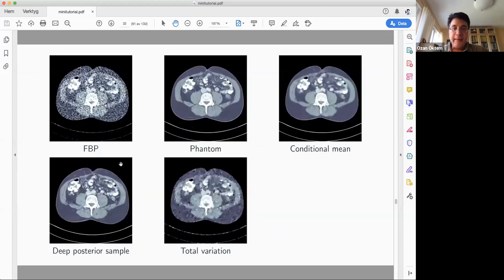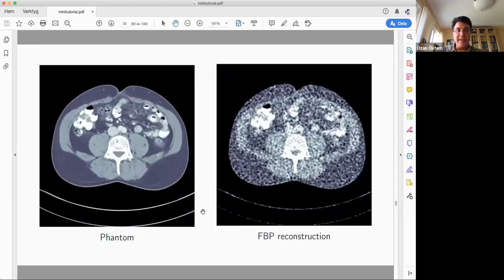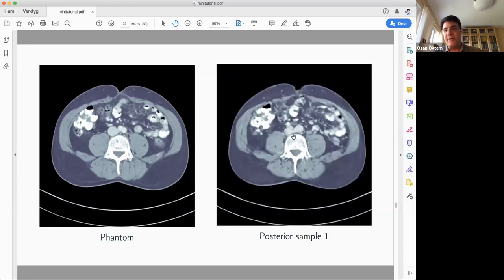So let me do the following. Let me show you an example. Again, tomographic data, very noisy undersampled case. This is the ground truth. This is FBP. This is the conditional mean. This is one sample from the posterior, and this is total variation reconstruction. So again, here you can see the phantom, this is filtered back projection, and this is one sample from the posterior.